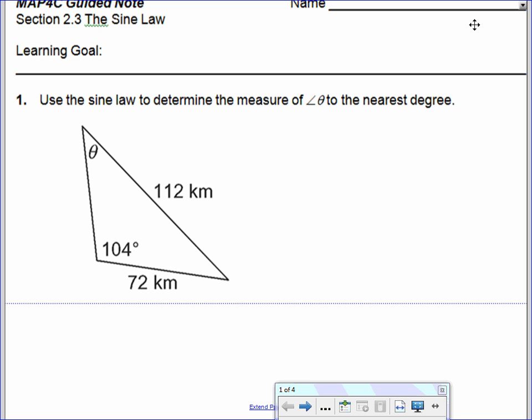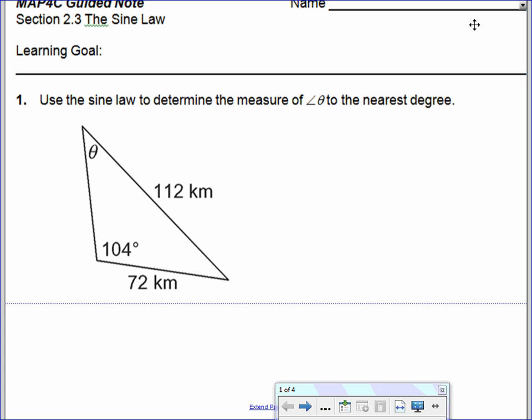For sine law, they draw this triangle here and they say this is what they mean. This is a side length, this is a corresponding angle. This is a side length, this is a corresponding angle. And then you set up ratios. You say side length over the sine of that angle is equal to side length over the sine of that angle, okay?